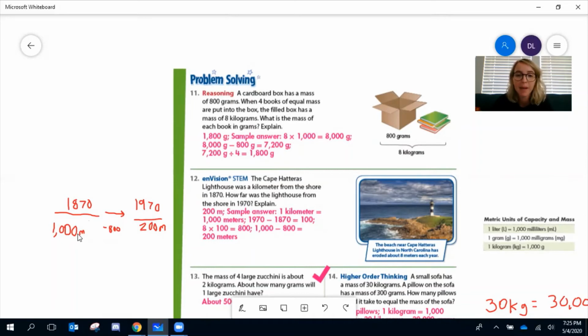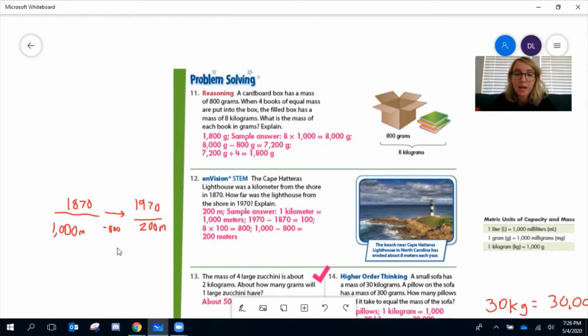Number 12 says the Cape Hatteras Lighthouse was a kilometer from the shore in 1870. How far was the lighthouse from the shore in 1970? Explain. So we know that by looking over here, we're also going to be using meters, and our first number that we have is in kilometers. So we need to convert our kilometers to meters. So we know that it was 1 kilometer, and then to convert that to meters, this is from yesterday's lesson, there are 1,000 meters in a kilometer. So we multiply 1 times 1,000 and we get 1,000 meters. So in 1870, it was 1,000 meters from the shore.